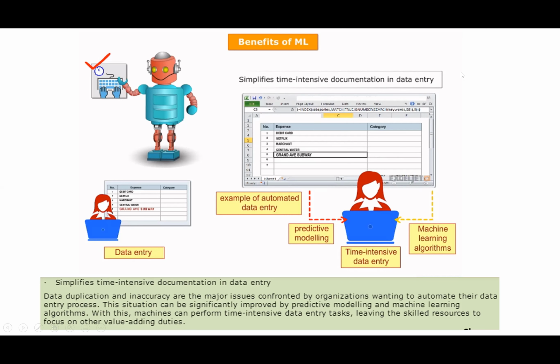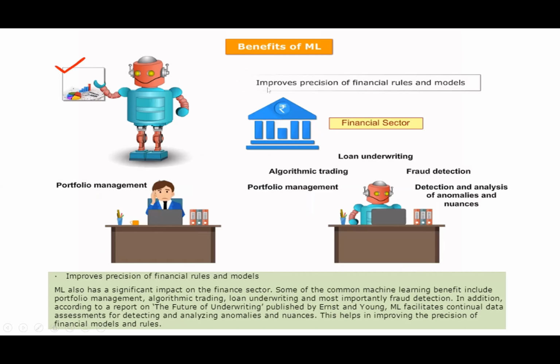Okay, next is improves precision of financial rules and models. Okay, correct. So banking for most of the people is just a place where our money will come in and we will take out whenever we need it. But in general, the financial sector is very broad. So there is a lot of trading, share market is there, investments are there. You can put your money so that it becomes double or like that.